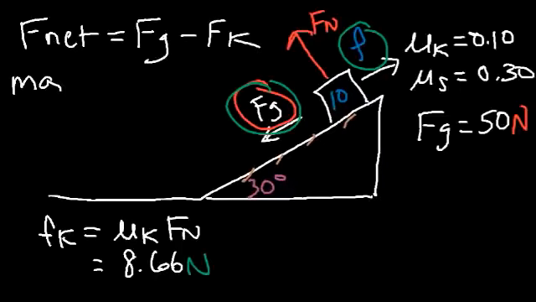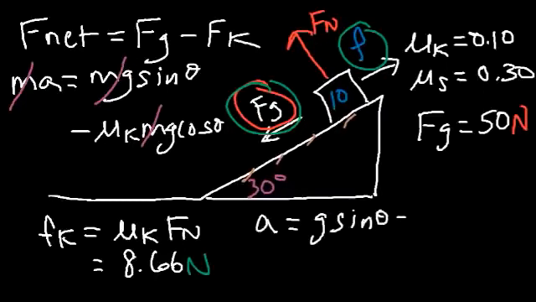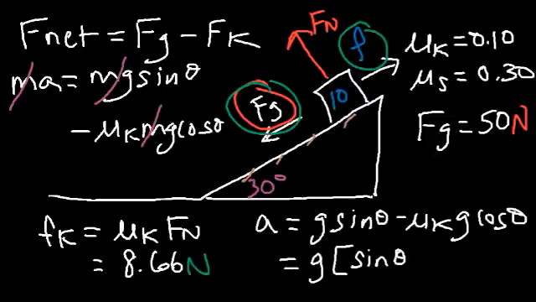So the net force, which is ma, is equal to mg sine theta minus mu k times the normal force, which is mg cosine theta. We can cancel m because every term has an m within it. So the acceleration is g sine theta minus mu k g cosine theta. We can factor out g if we want. So it's g times sine theta minus mu k cosine theta.